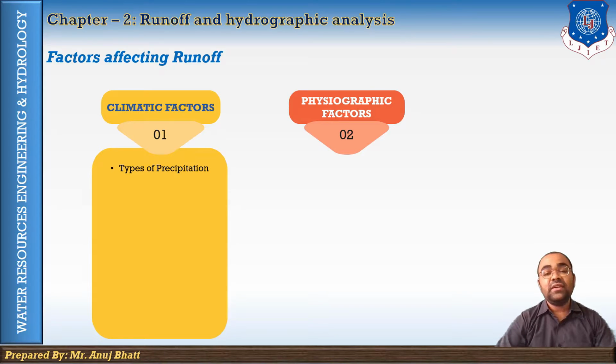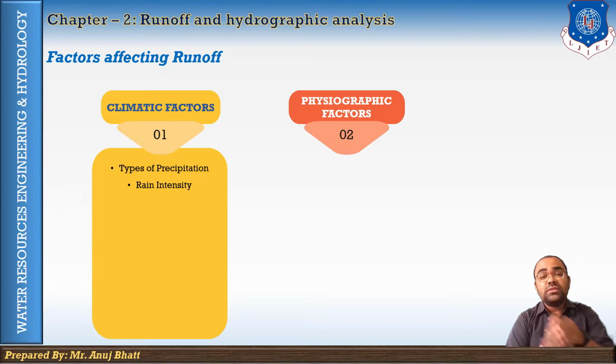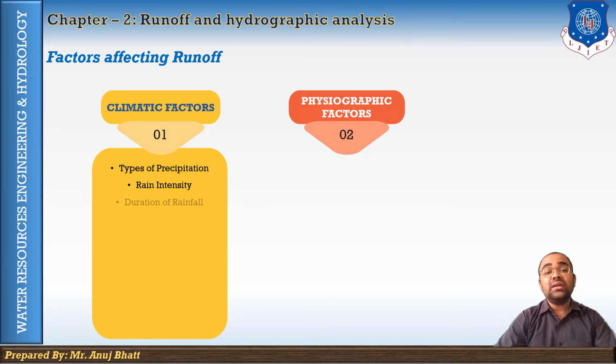The next factor is the rain intensity. If the intensity of rainfall is more, the corresponding runoff will be more. And if the intensity of the rainfall is low, the corresponding runoff will obviously be low. The third is the duration of rainfall. A longer duration rain may produce considerable runoff. If the duration of rainfall is quite small, the runoff may not occur due to the infiltration, or we can say the interception.